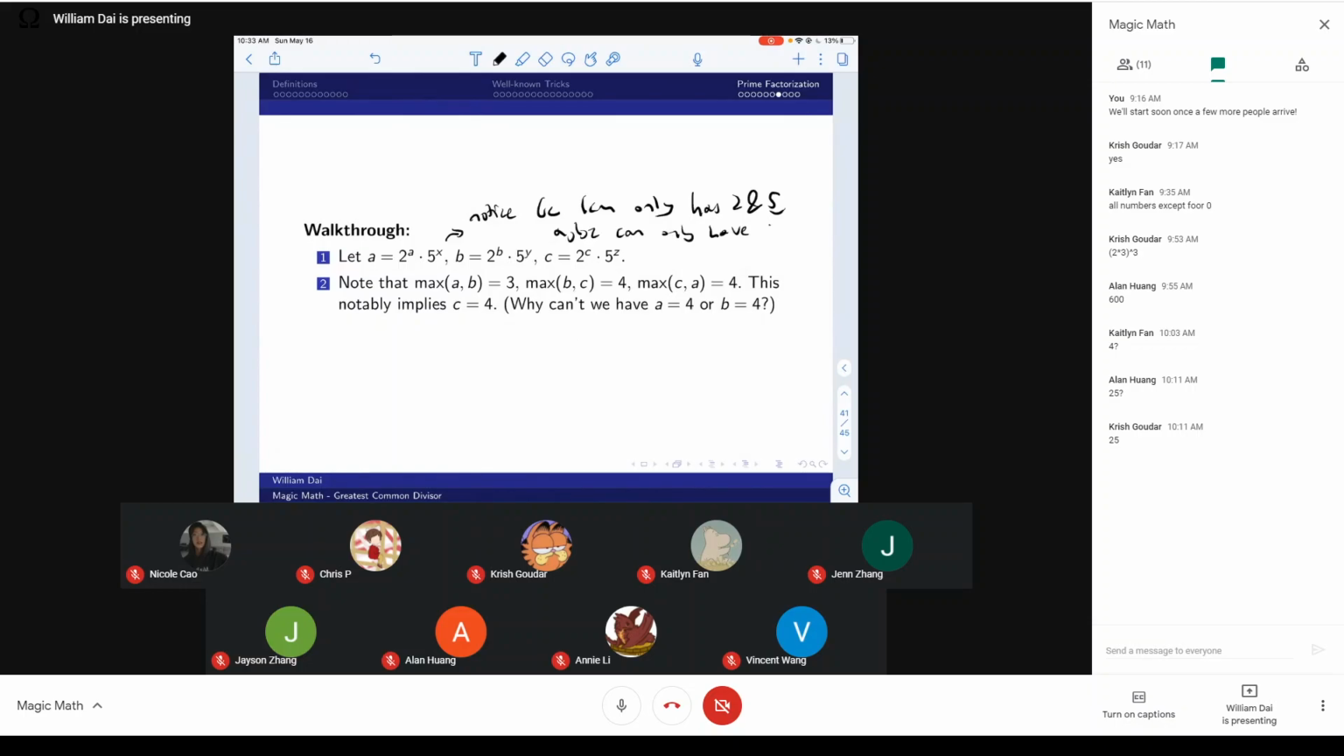Because otherwise, any prime that was in A, B, or C would have to show up in the least common multiple, because it's a multiple. And I've already talked about this before: for the least common multiple, you take the maximum of each exponent. This is how we get this system of equations here. So max of B, C equals 4, max of C, A equals 4, and max of A, B equals 3, which implies the following facts.